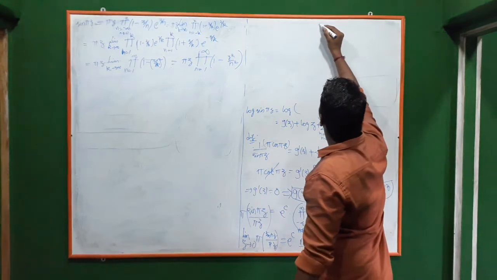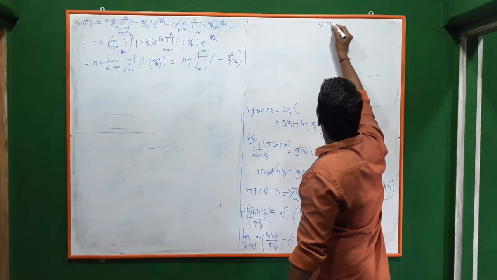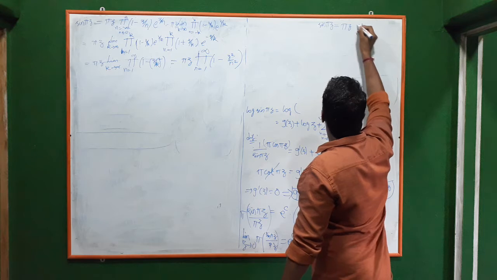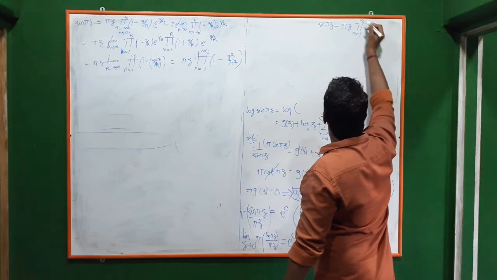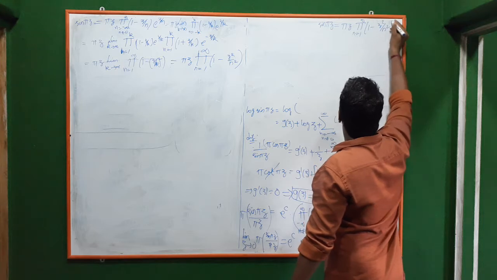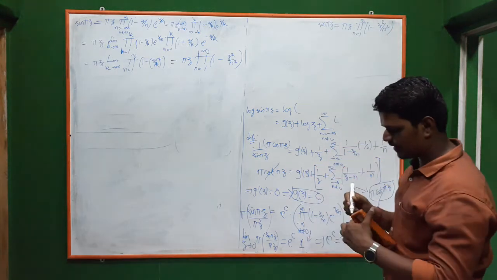So we have found it for sin pi z. Sin pi z is pi z into the product n from 1 to infinity of 1 minus z square by n square. So we will use this everywhere.